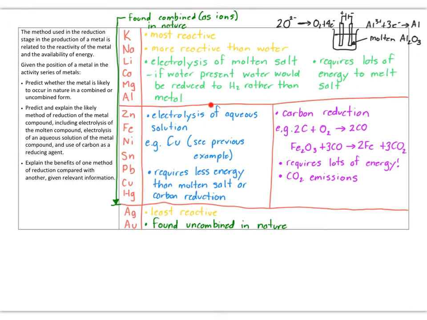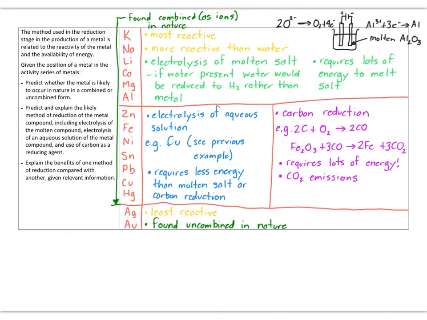So if we look at the top here, from aluminium and above, these are our most reactive metals. These are all more reactive than water. That means that the electrolysis must be done from a molten salt. So a molten salt is where we take, say, potassium chloride or sodium chloride or calcium chloride or aluminium oxide, and we literally melt the salt. So we don't dissolve it in water, we melt the salt.